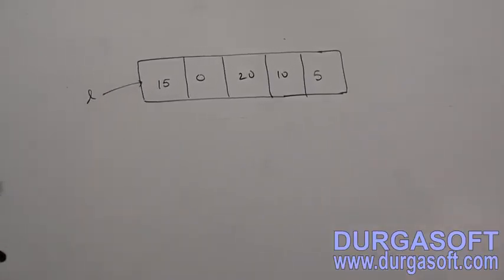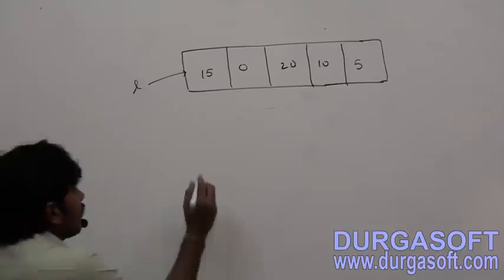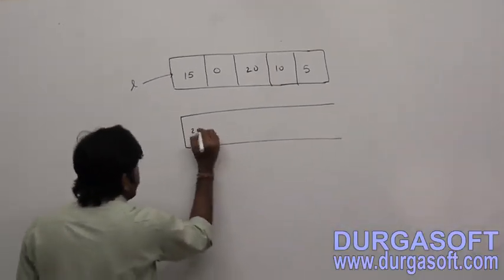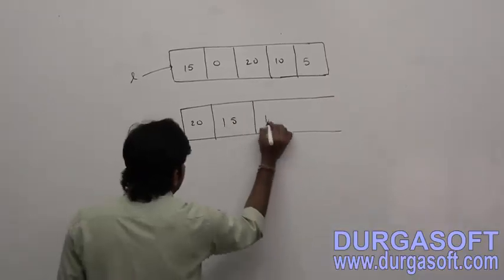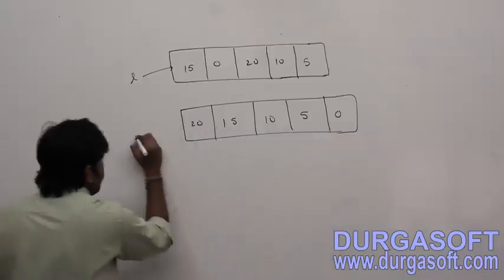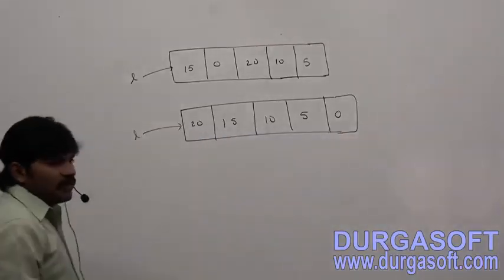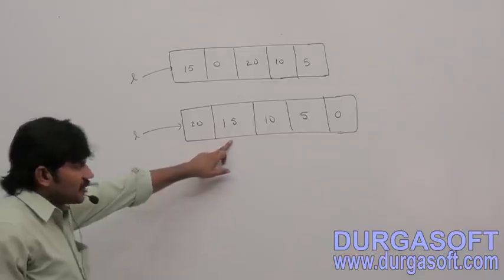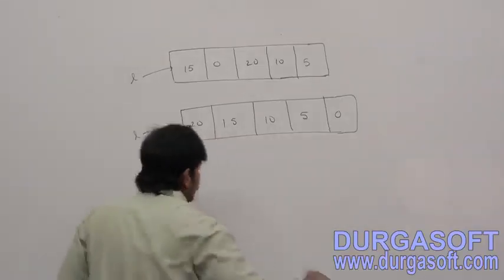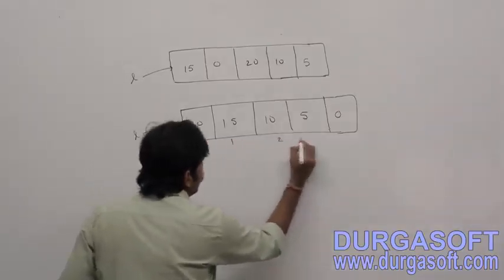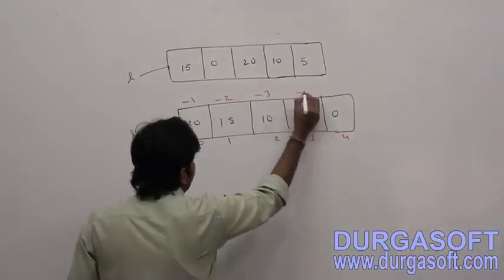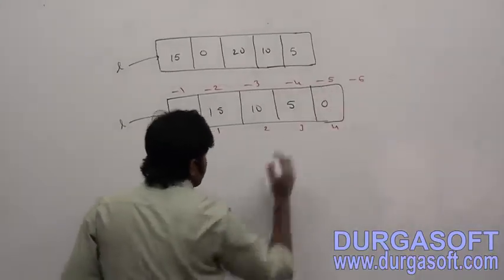After calling Collections.sort, what is the answer now? 20, 15, 10, 5, 0. This is the list L after calling the sort method. But is it default natural sorting or customized sorting? Customized sorting, right? Now, what are the indexes? 0, 1, 2, 3, 4, and minus 1, minus 2, minus 3, minus 4, minus 5, minus 6.